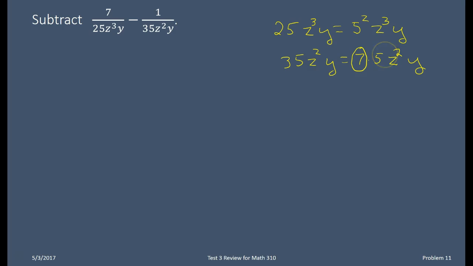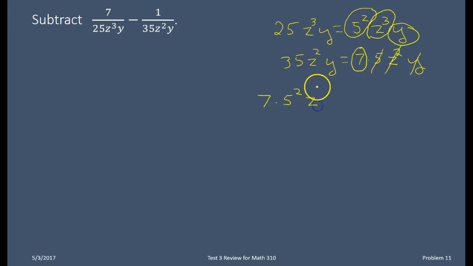There's not a 7 anywhere else. There are 5s in both cases, so we circle the one with the largest exponent and cross out the other one. Same with z, and then we need only one of these y's, so we can choose either one and cross out the other one. Okay, what we're left with, I'm going to write it all down, is 7 times 5 squared for the numbers.